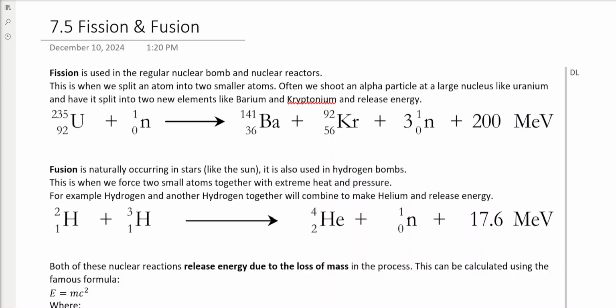Fusion, on the other hand, is naturally occurring in stars like the sun and is used in hydrogen bombs. Fusion is much more powerful, but it only happens with extreme heat and pressure. So you have to really squish and force the atoms back together to be able to fuse a bigger atom. So hydrogen, if you put two of these hydrogens together, a deuterium and a tritium, the two different isotopes of hydrogen, they can create helium. Okay, so this is the common formula for fusion, the most common.